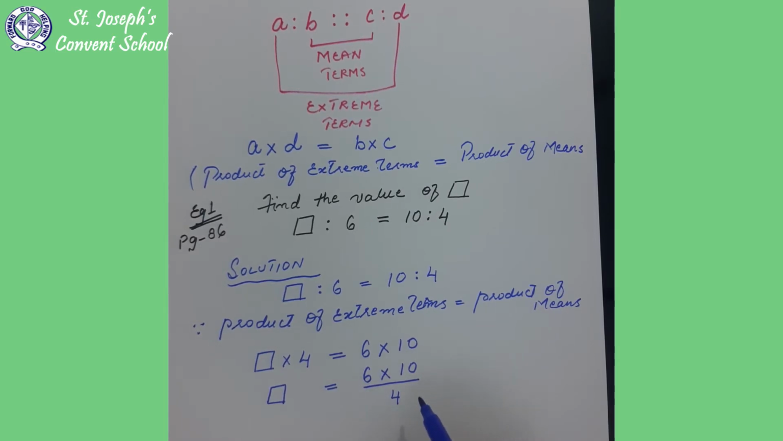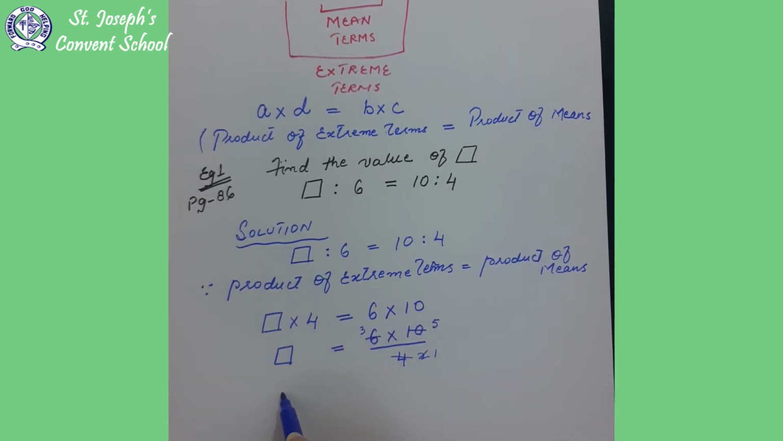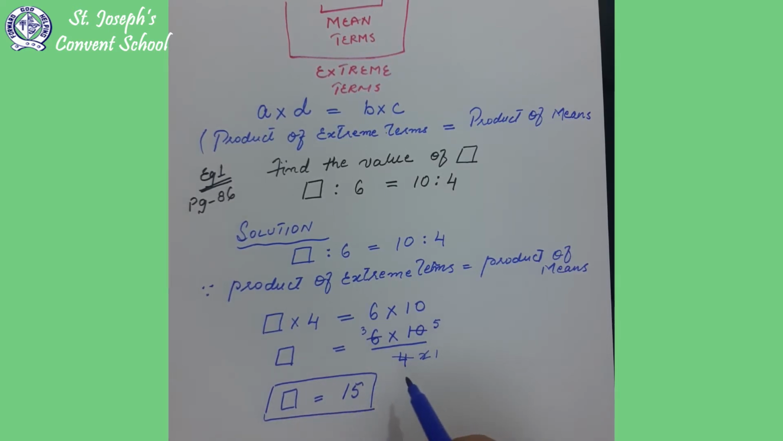And you can simplify it. 2 into 2, 2 into 5, 2 ones are 2 into 3. So 3 into 5 is 15. So the answer in the box will be 15. So box equals 15. This comes in the MCQs: how to find the proportion if one of the values is unknown. So we will apply this formula, product of extreme terms equals product of means. So you can easily solve it and you can do the MCQs.